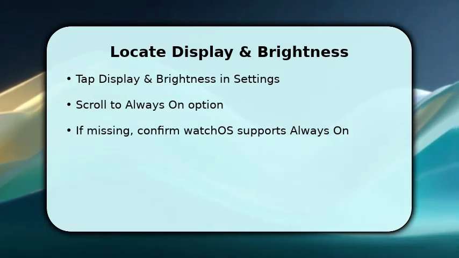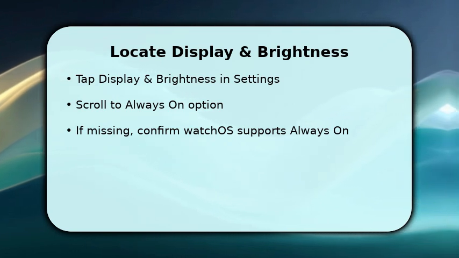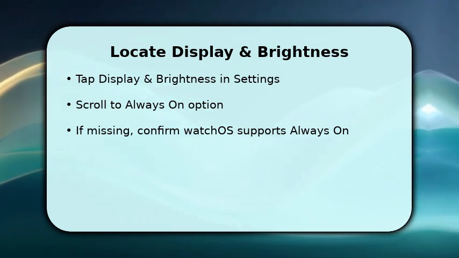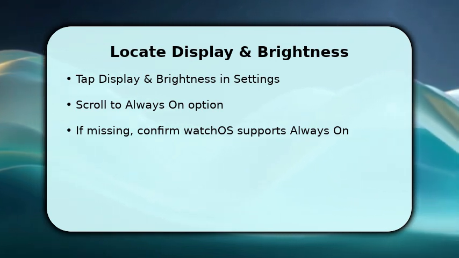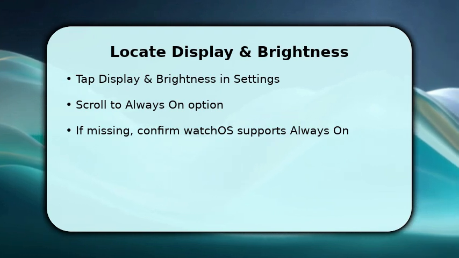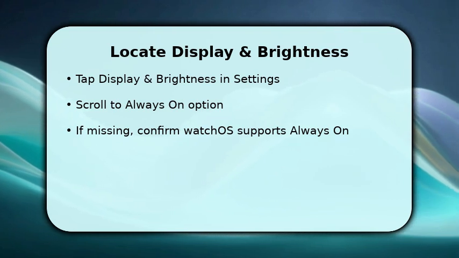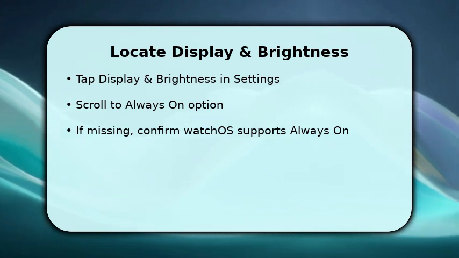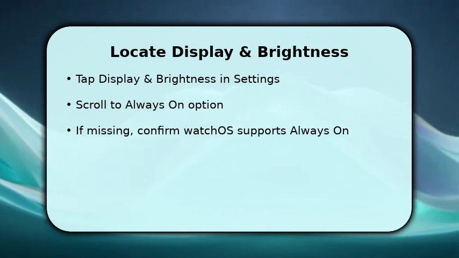Once in, scroll down until you see the Always On option. If you don't see it, make sure your Watch OS version supports Always On. Apple Watch SE requires the right model and Watch OS. Updating may be necessary. You'll also find related options like Show Complications and Wake Duration here. Make changes carefully so the watch balances visibility and battery life as you intend.